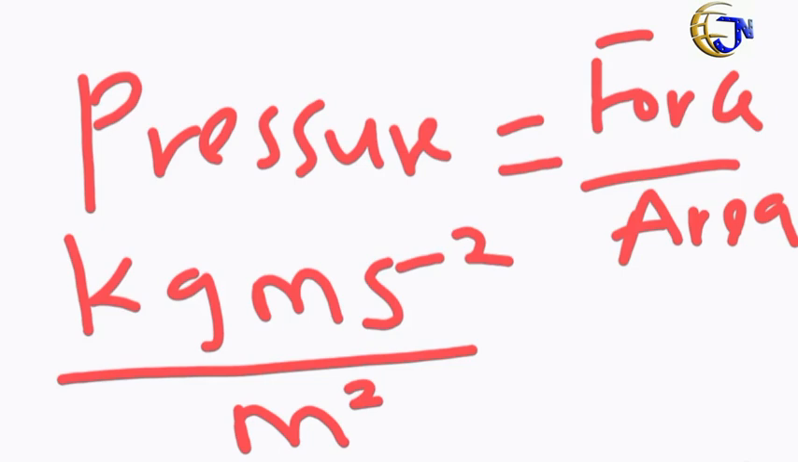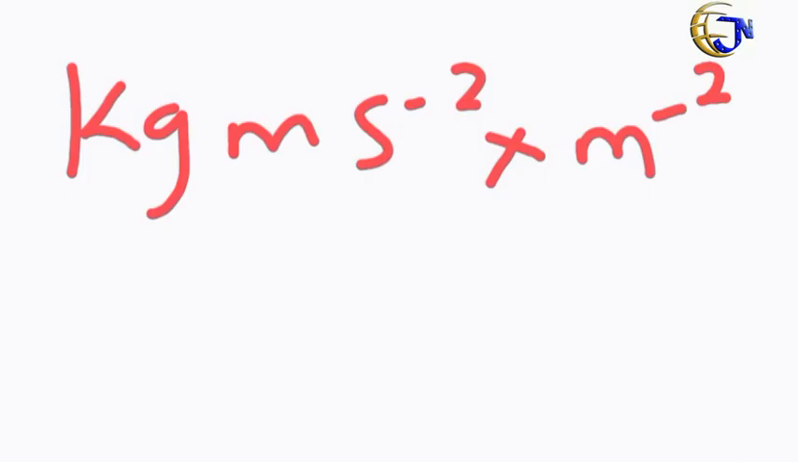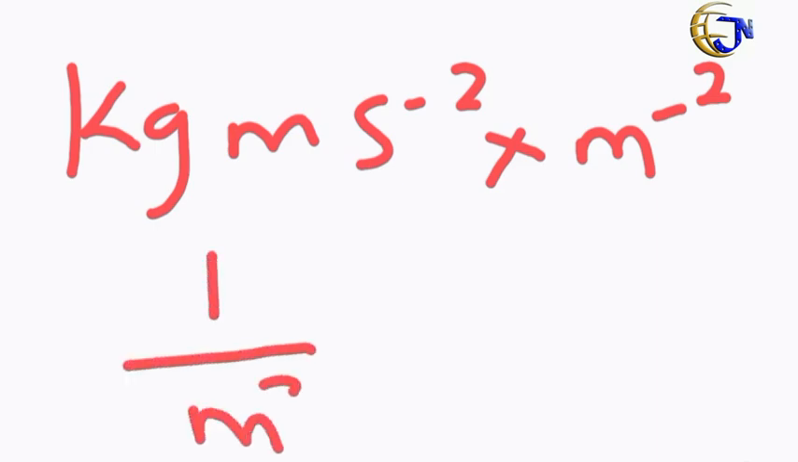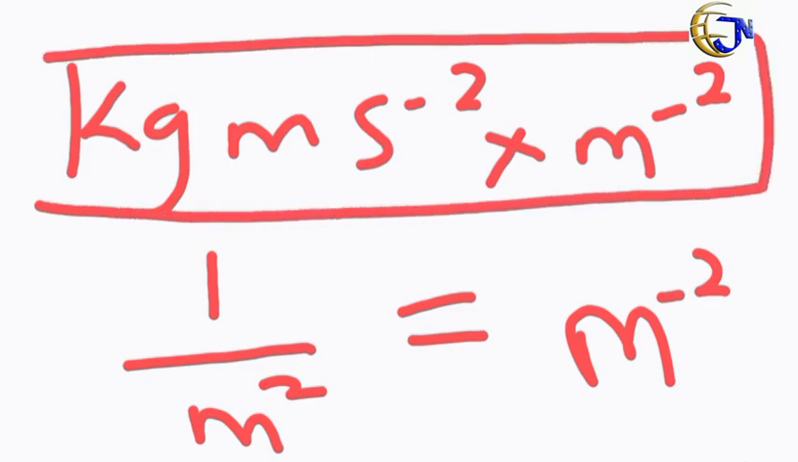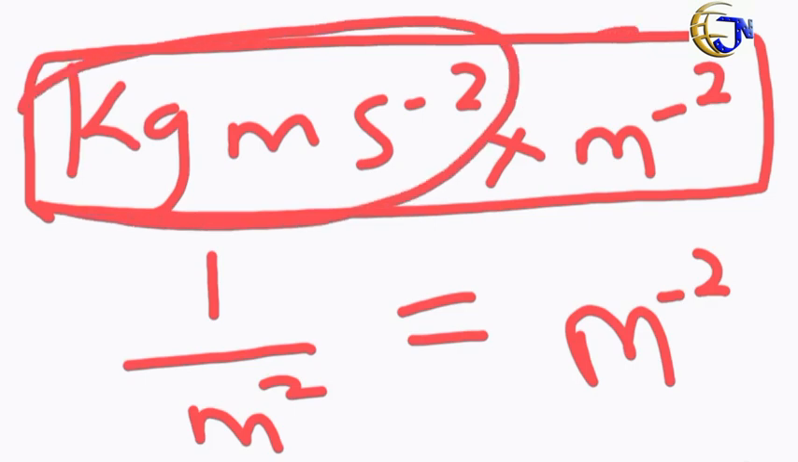Remember, this is kilogram meter per second square. Now we have this meter here and we have this meter here. So we are going to combine these two meters. The meter square down has come up. Remember that when you have 1 over meter square, from your indices it is equal to meter raised to power minus 2. That is why we have this as pressure. This is for force and this is for the area.